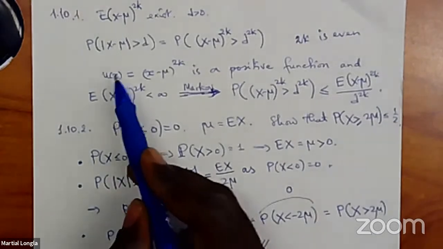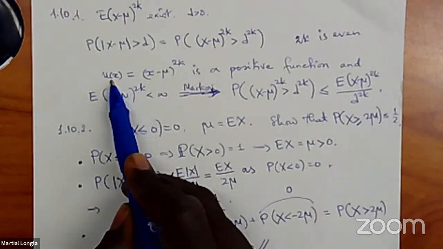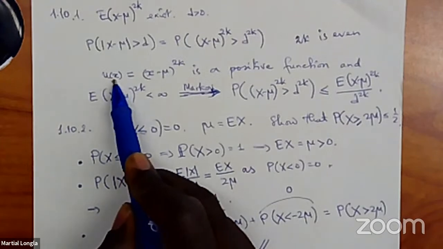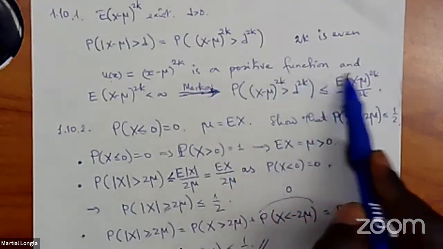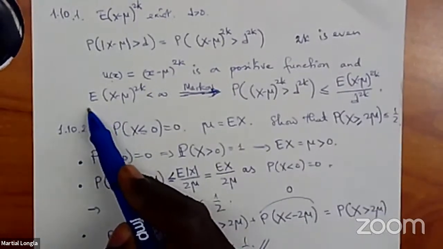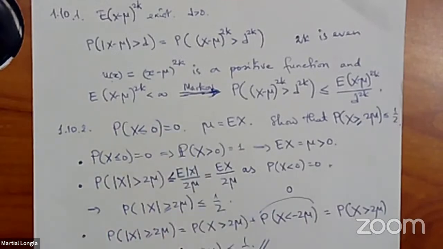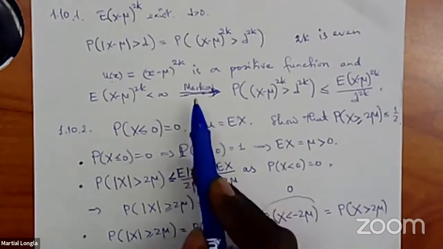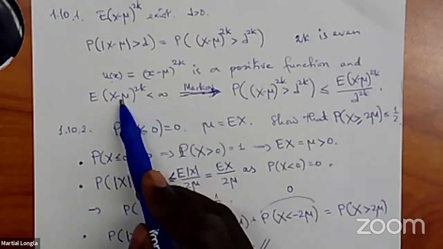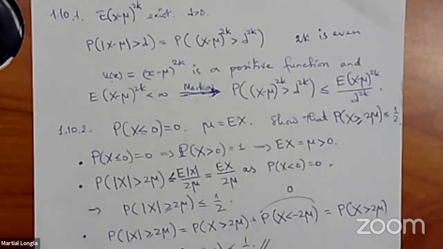And then I define the function u of x, and I want to apply the root. That u of x is x minus mu to the power 2k. It is a positive function. And the problem says that that expected value is finite. Those are the two conditions of Markov's inequality: positive function of x with finite expectation. Now that I have them, I can apply Markov's inequality. You don't have this, you give me that, I can't give you full credit. You didn't show me you know what the Markov inequality is.